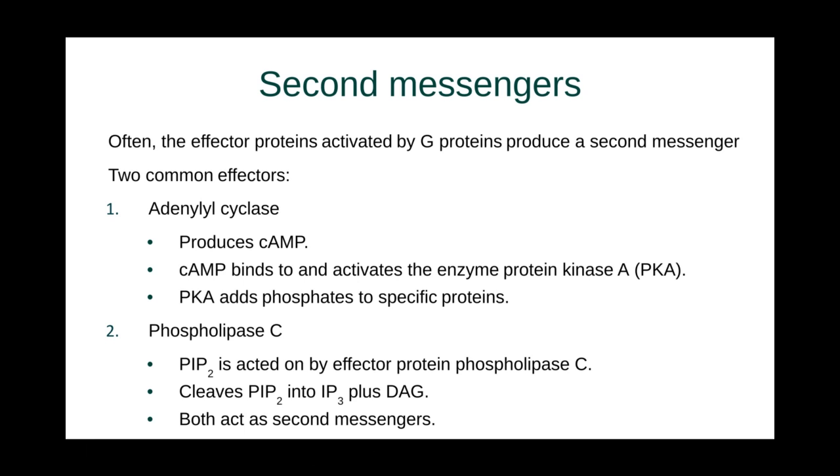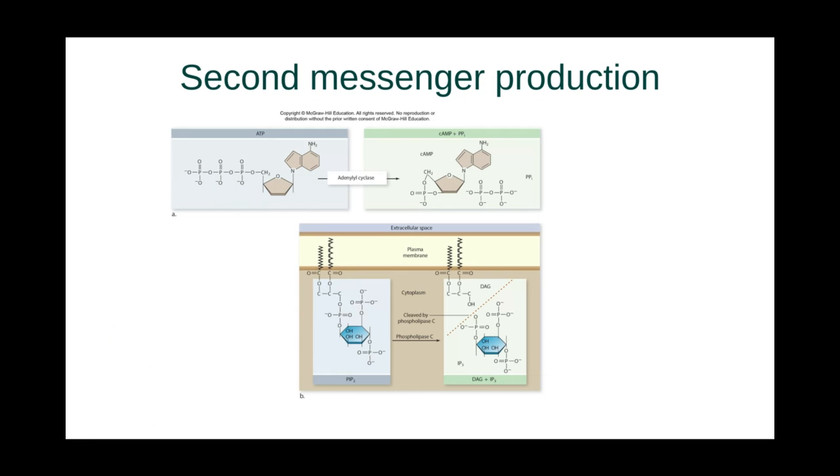Now, for phospholipase C, we have a compound called PIP2. It's acted on by an effector protein, phospholipase C, which cleaves PIP2 into IP3 plus DAG, which I think are some pretty sweet acronyms for compounds, but both DAG and IP3 are actual secondary messengers. So let's just look at what we have here.